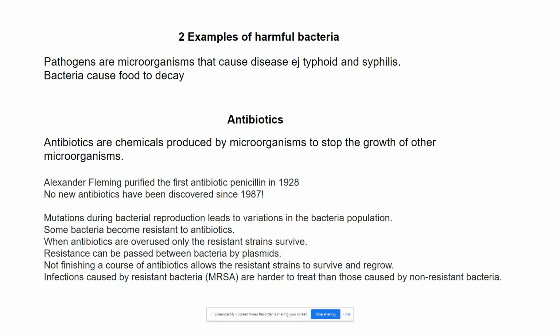So the infections caused by resistant strains of bacteria, such as MRSA, are very hard to treat. And if these bacteria are found in hospitals, it can be very serious for patients that are already sick. So it has happened that hospitals have had to close to visitors because there's been an MRSA outbreak in the hospital. And these strains of bacteria are very difficult to treat. Doctors don't have antibiotics to kill them.